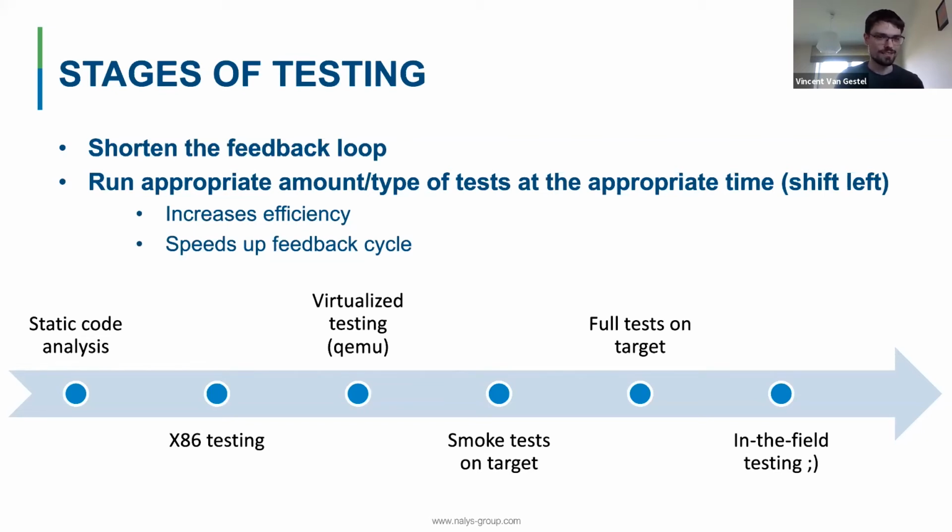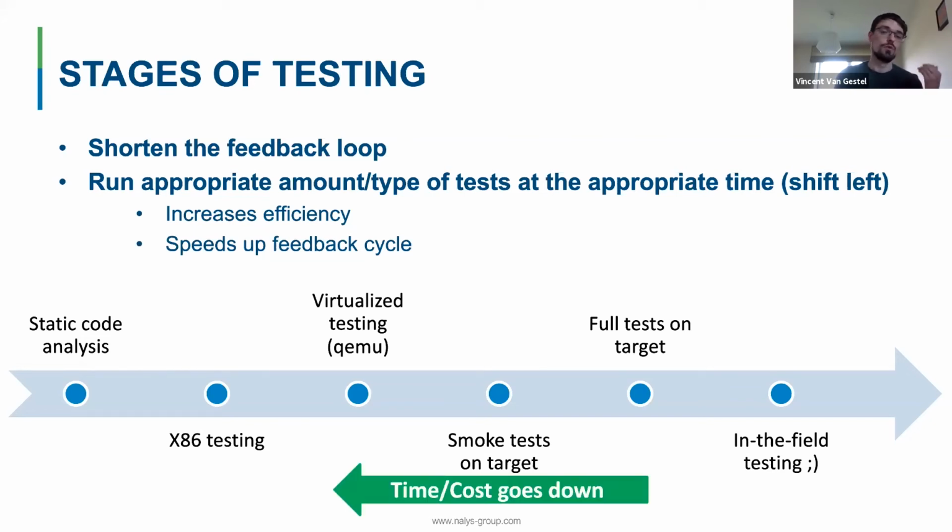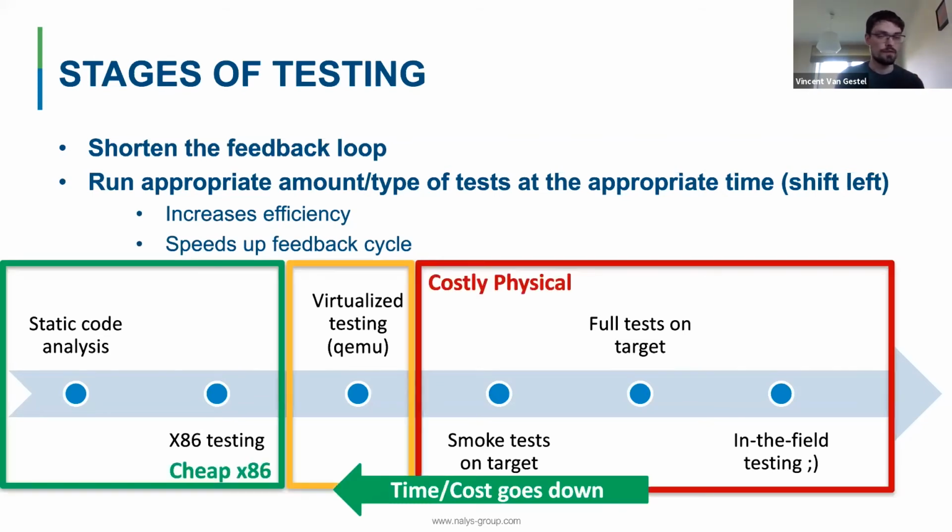Obviously, this is highly inefficient and comes at a high cost. Obviously, the more we move to the left, the more time and cost goes down. If we draw some boxes around them, we can see all the way to the left we have cheap x86 land, and all the way on the right, costly physical.